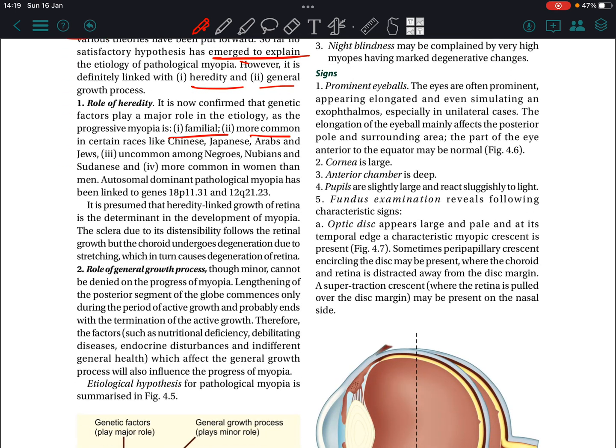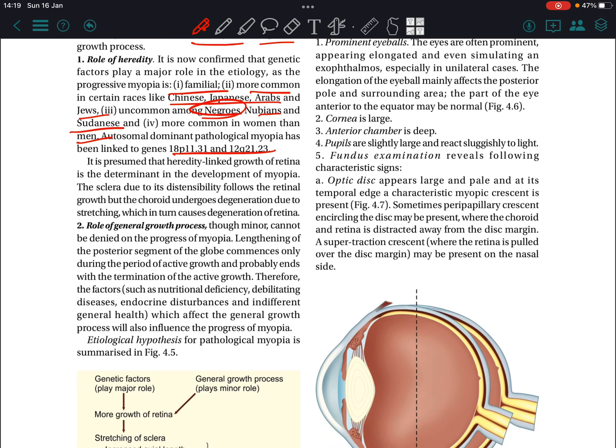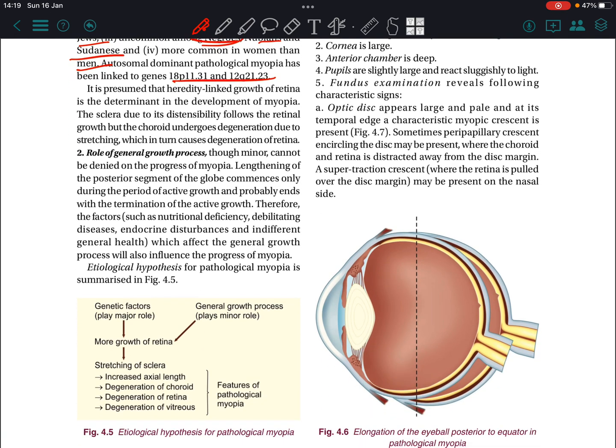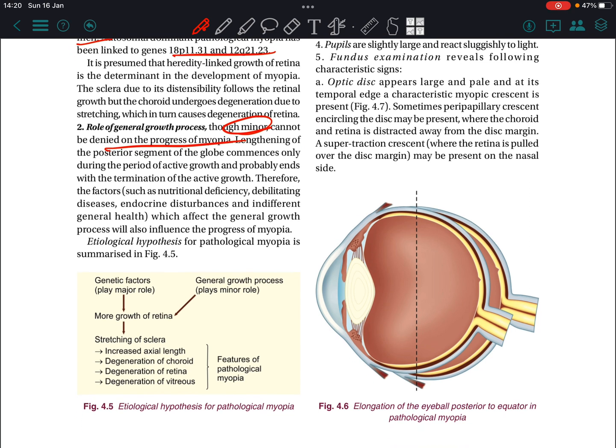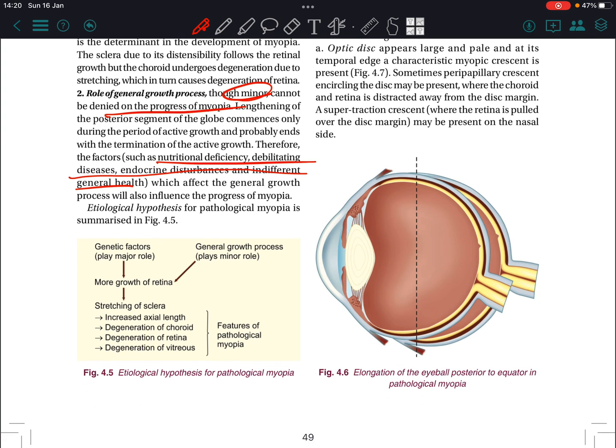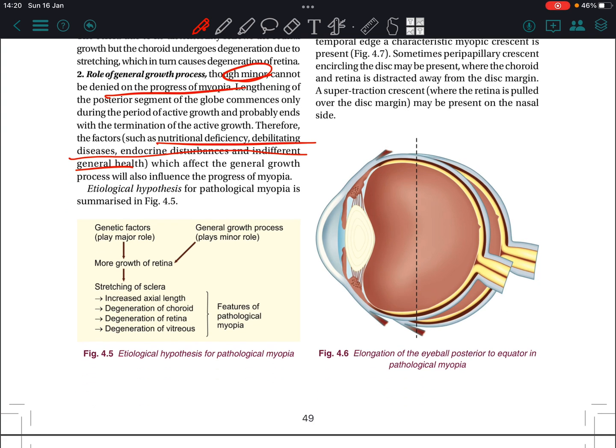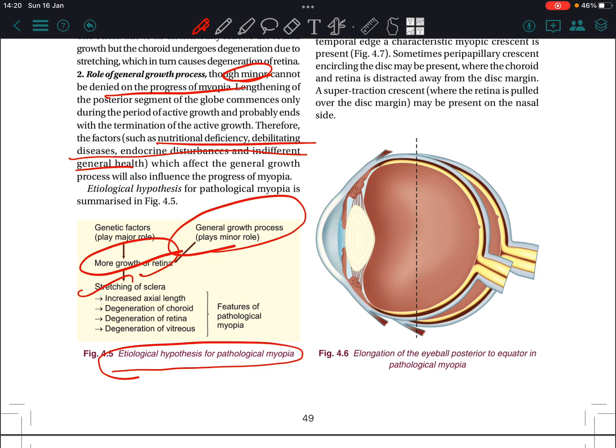Hereditary, familial: more common in Chinese, Japanese, Arabs; uncommon among Negroes, Nubians, Sudanese; more common in women than men. Autosomal dominant pathological myopia. The role of the general growth process, though minor, cannot be denied in the progress of myopia. Therefore, factors such as nutrient deficiency, debilitating disease, endocrine disturbance, and indifferent general health also contribute. Etiological hypothesis of pathological myopia: genetic factors, more growth of retina, general growth process, stretching of sclera.